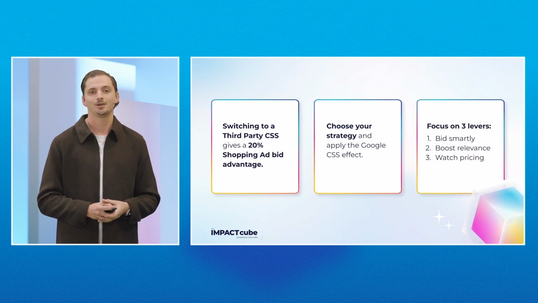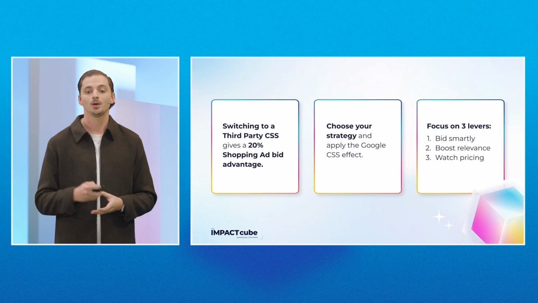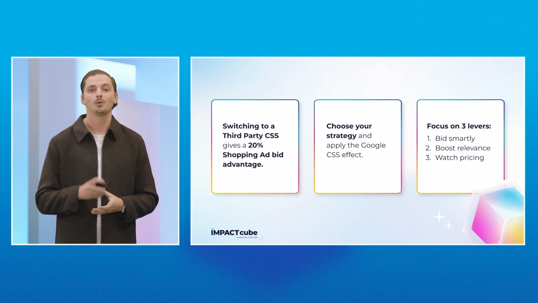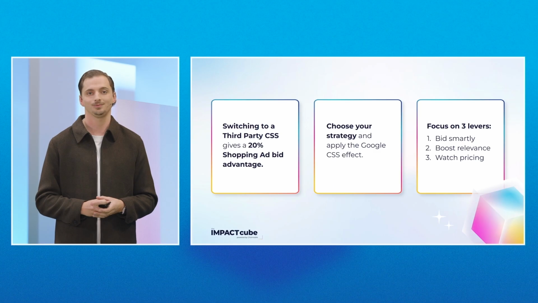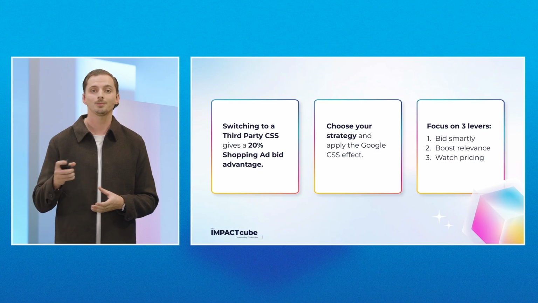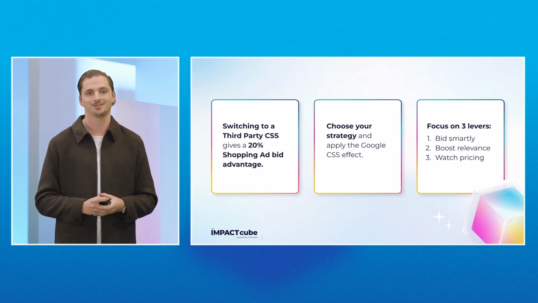And finally, focus on these levers. Bid smartly with segmentation and strategy. Boost relevance by optimizing product data. Watch pricing to win the auction. The margin advantage is a great start. The real gains come from smart optimization after the switch.